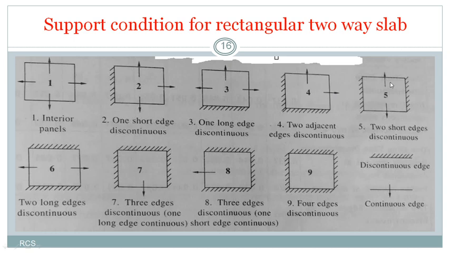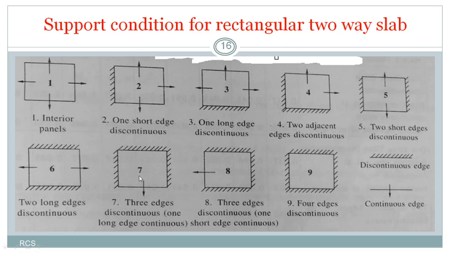And here another condition we have for edge, that is two short edges are discontinuous. That's why here we have this is a short edge and this is a short edge. These short edges are shown with hatched lines and these long edges are shown with arrows that will show you a continuous edge. And the sixth condition will be two long edges are discontinuous. That means the long portion of the slab will be hatched, so that will represent what? They are discontinuous. And the shorter edges are shown by means of arrows. Those are called continuous edges.